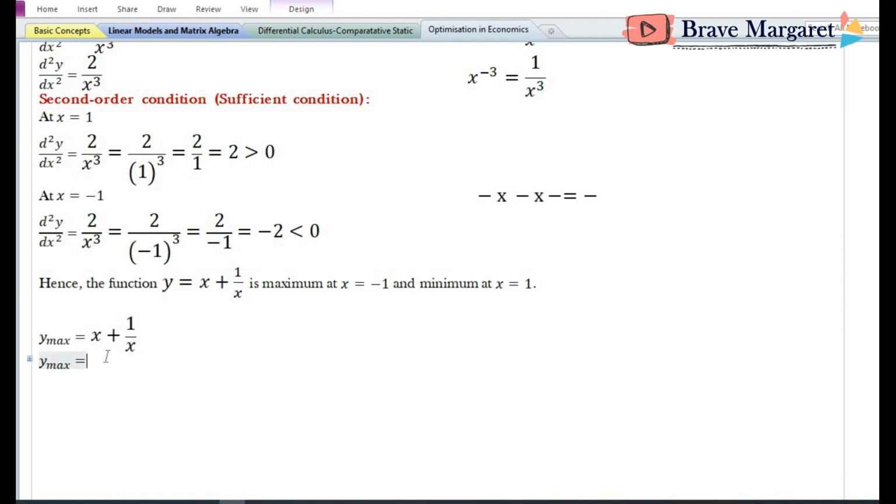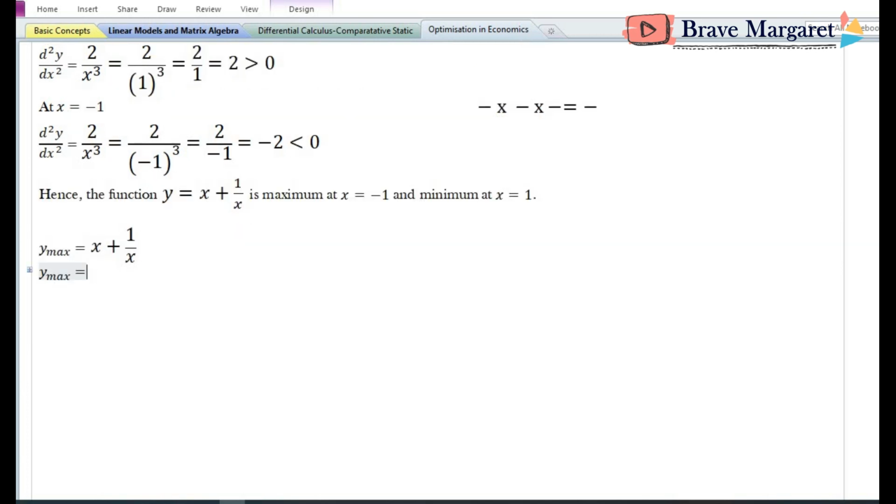In order to find the maxima value of the function, we need to substitute the value of x at which the function is maximum. So the function is maximum at x equals minus 1. So in each term where x is present, we shall substitute it with minus 1. So minus 1 plus 1 by minus 1. Plus times minus equals minus. 1 divided by 1 equals 1. Minus 1 minus 1 is equal to minus 2. So the maximum value of the function is equal to minus 2.